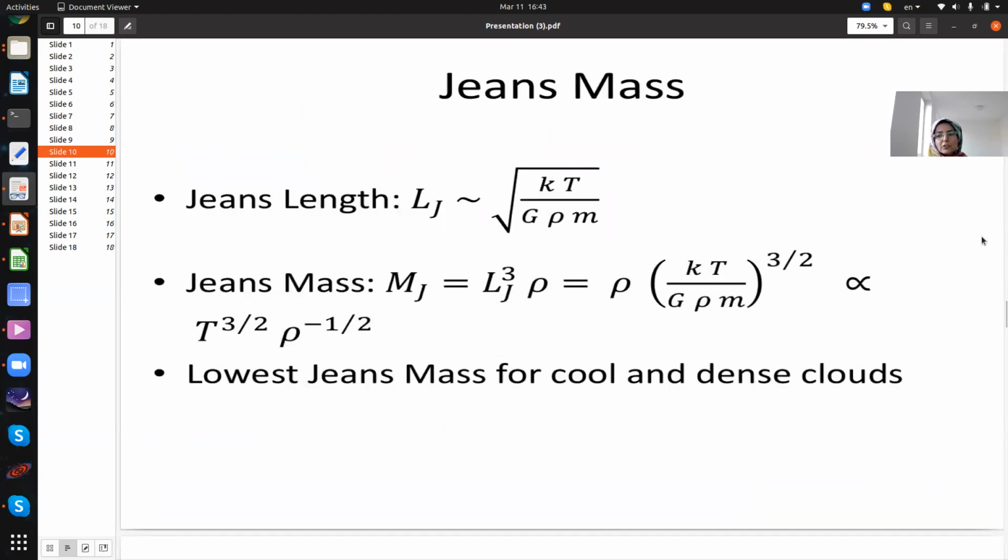And here we have the Jeans length, as I told you already, in this formula, and the Jeans mass. We can say that the lowest Jeans mass is for a cool, low temperature and dense cloud. If we have lower temperature and lower density, we have lower Jeans mass. And Jeans length and Jeans mass depend on temperature and density, as you see here.